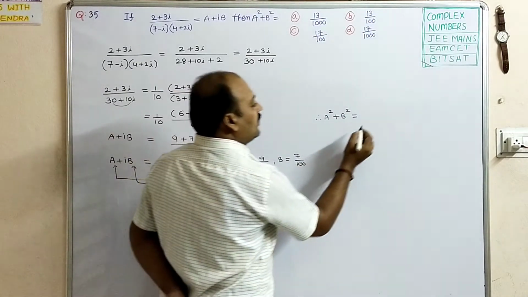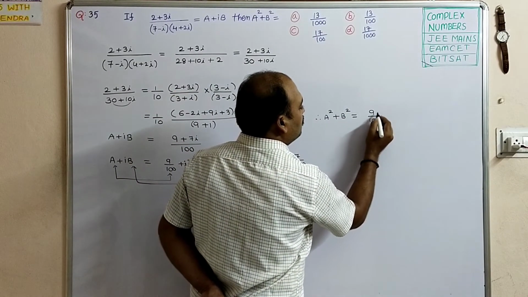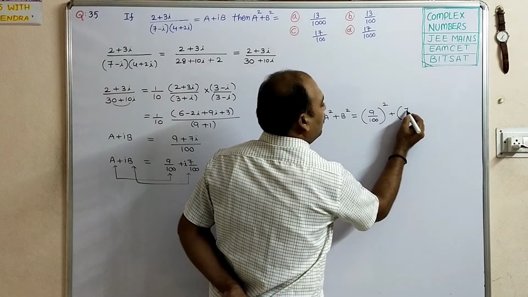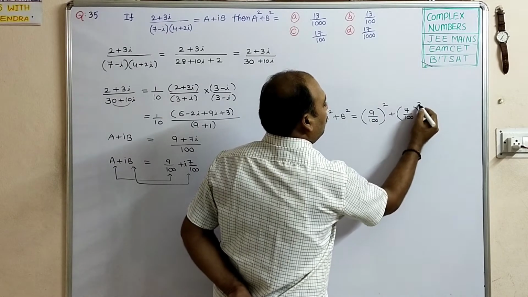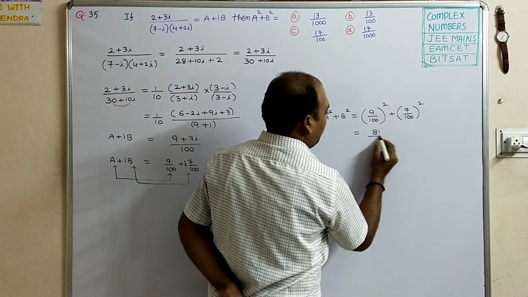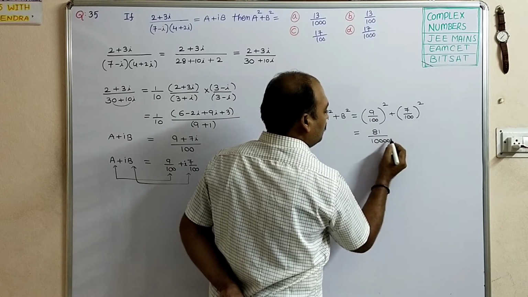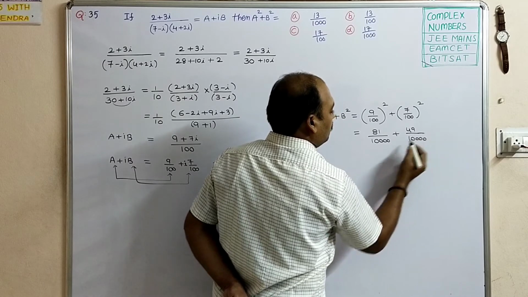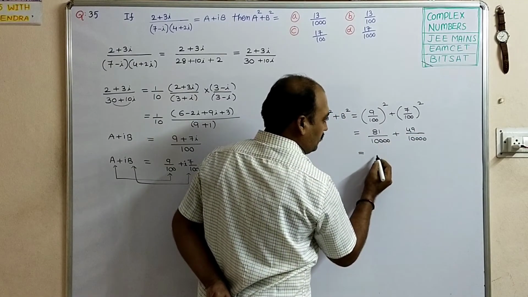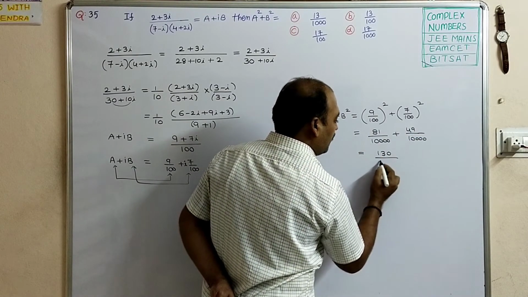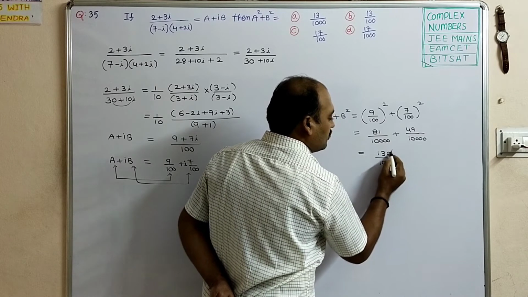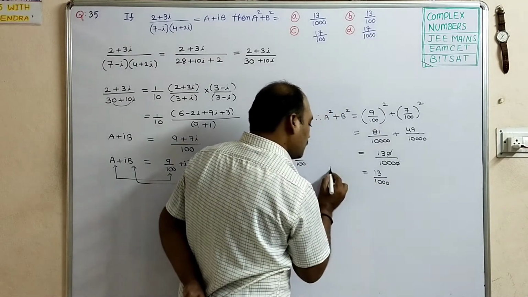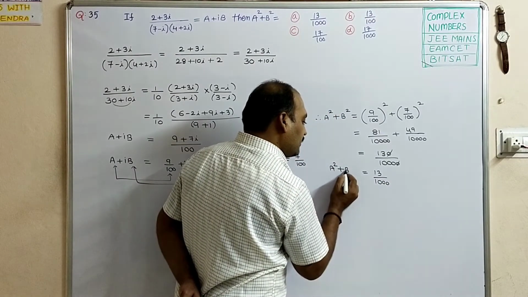A square, that means 9 by 100 whole square plus 7 by 100 whole square. So 81 divided by 10,000 plus 49 divided by 10,000. So 81 plus 49, so 130 divided by 10,000. LCM is same. So the zeros get cancelled. 13 by 1000. This is the value of a square plus b square.